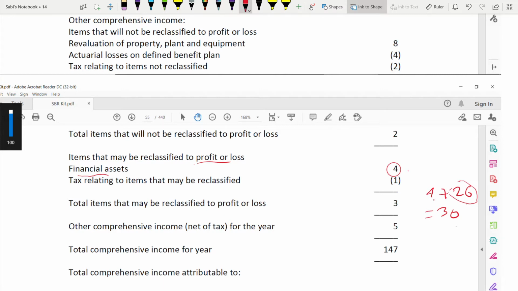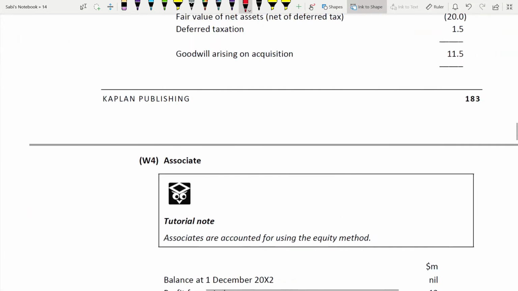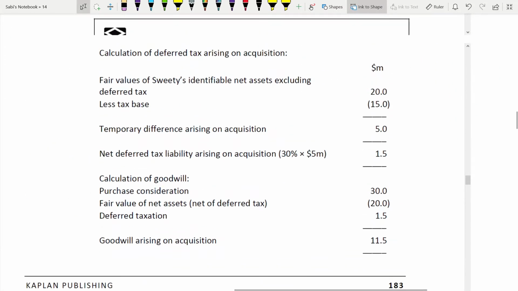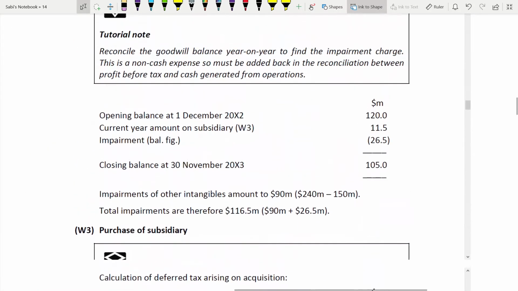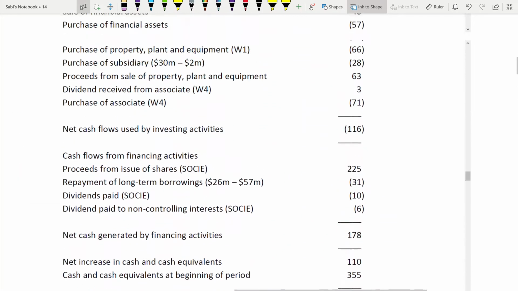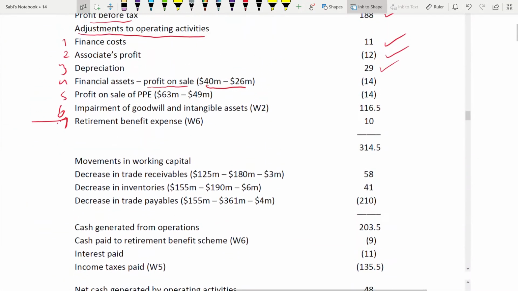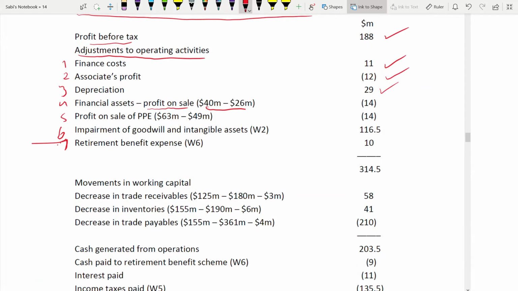We want what goes in the profit and loss account. We are not taking care of OCI right now. So that's why we are deducting that to find out 26. That's why we are deducting 40 minus 26. 40 is the sale proceed, 26 is what goes in the profit. Profit on sale. Because out of 30, 4 goes in OCI, so the balance 26 is for profit on sale. This needs to be deducted.